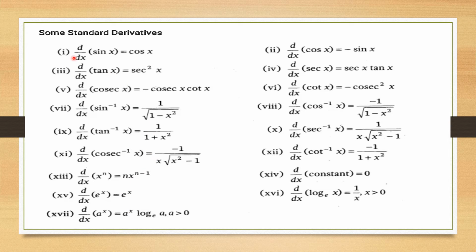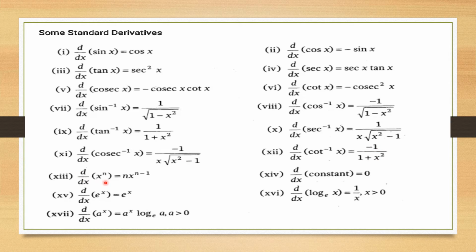And some standard results you must have knowledge of. The derivative of sine is cos, cos is minus sine, tan is secant square x, we all did it in class 11th. Secant x derivative is secant x tan x, cosecant x is minus cosecant x cot x, cot x is minus cosecant square x. Sine inverse x is 1 upon under root 1 minus x square, cos inverse x is minus 1 upon under root 1 minus x square, tan inverse x is 1 upon 1 plus x square, secant inverse x is 1 upon x root x square minus 1, cosecant inverse x is minus 1 upon x root x square minus 1, cot inverse x is minus 1 upon 1 plus x square.